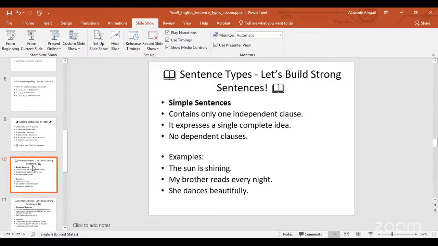But when you use that same "John is handsome" for structure, it's a simple sentence. And we'll find out why it's a simple sentence just now.